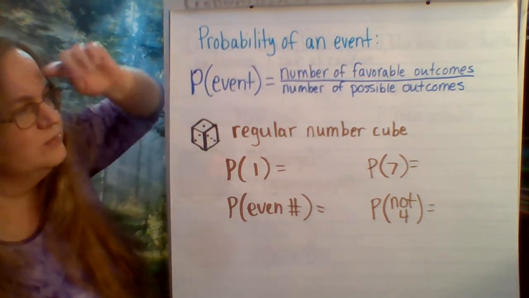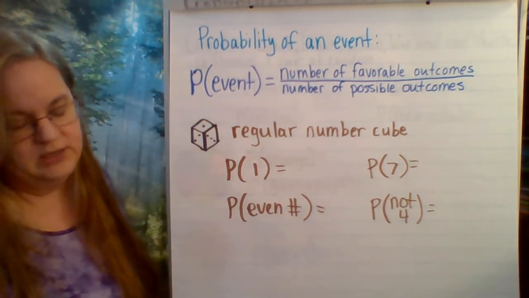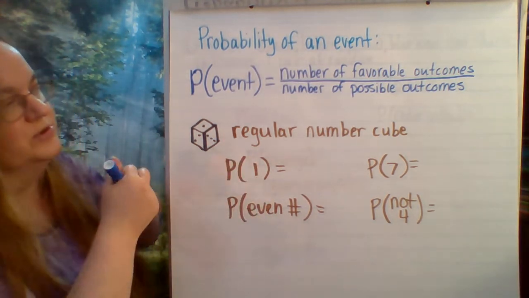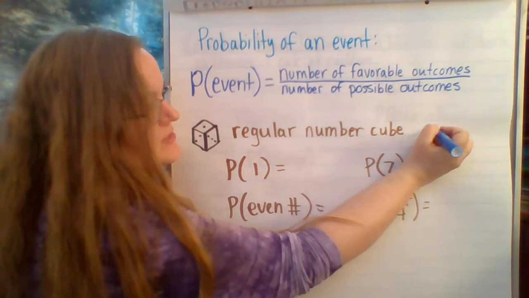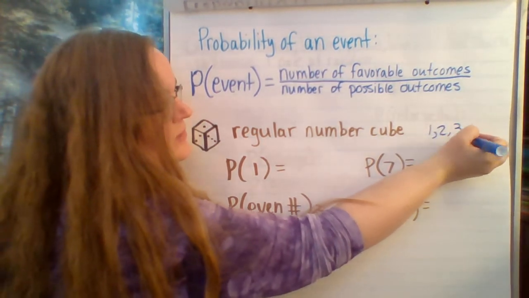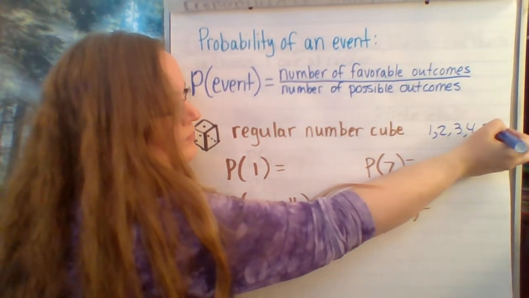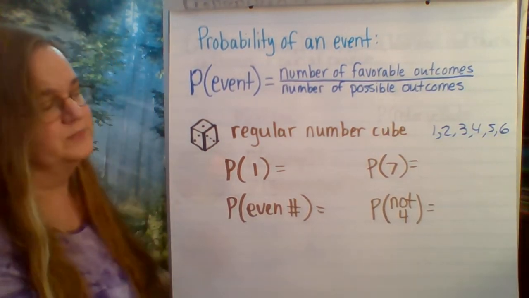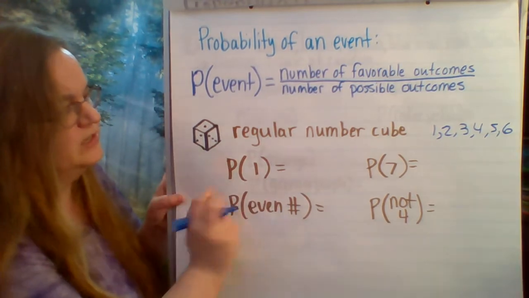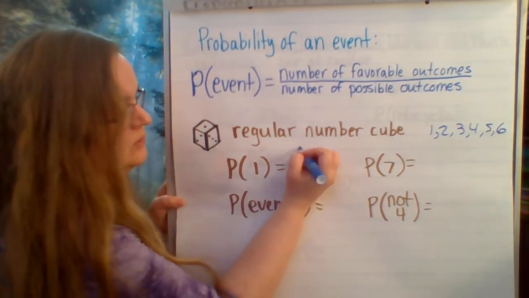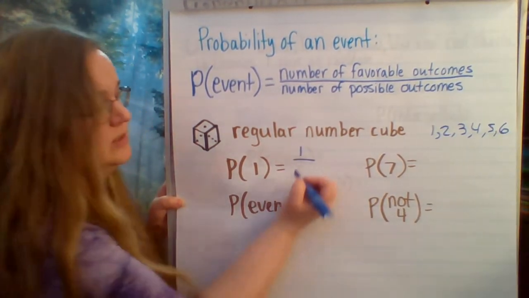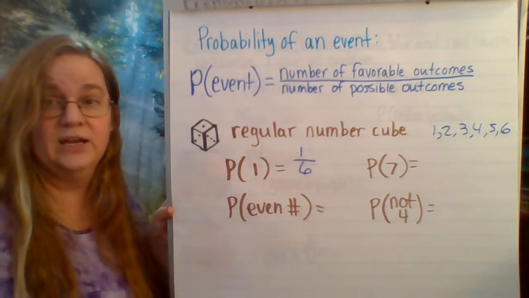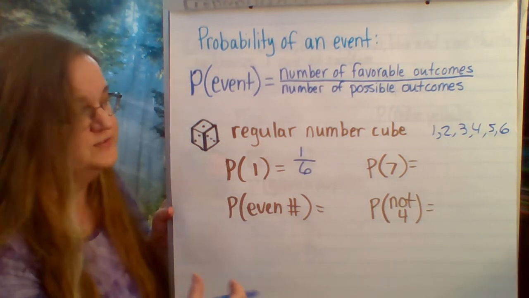If we're looking at a regular number cube, the probability of 1. A regular number cube is just what you think of as a die. So you could have a 1, a 2, a 3, a 4, a 5, or a 6 when you roll. So what's the probability of getting a 1? Well, one side is a 1, and there are 6 sides altogether. So the probability of getting a 1 when you roll a die is 1 out of 6.